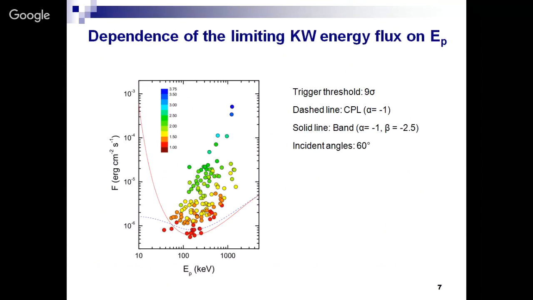This slide illustrates the dependence of the limiting energy flux on peak energy, or maximum of the nu F nu spectrum. That is, we try to estimate the trigger thresholds of Konus-Wind in units of the peak flux. The detectors are triggered when the emission is at a 9 sigma value. And here we present, for example, two lines that correspond to two spectral models with characteristic spectral parameters. And the color denotes the trigger significance of the burst from the sample on the logarithmic scale.